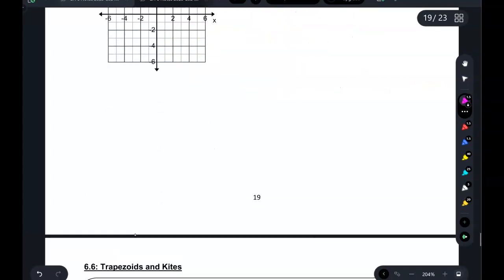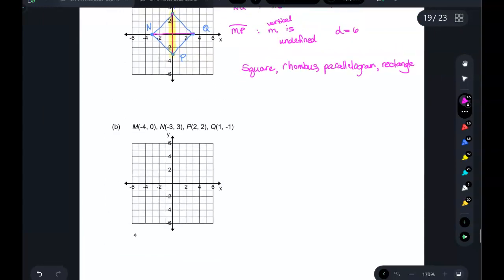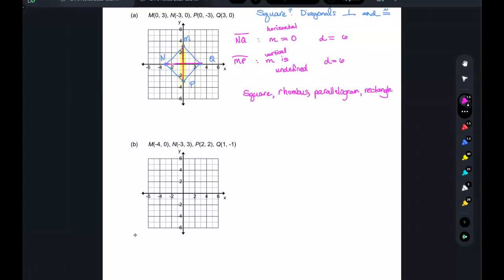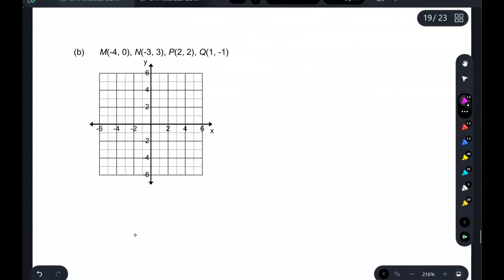All right, last one. Did you get that, Xander? Here, I'll just zoom out a little bit. I wrote down what it was. Got it. I can look back. Okay. So -4 is 0. That's our M. -3 is N. 2 is P. And 1, -1 is Q.